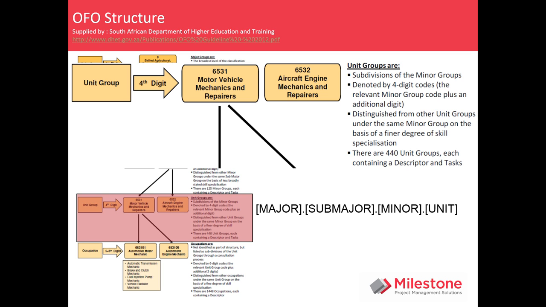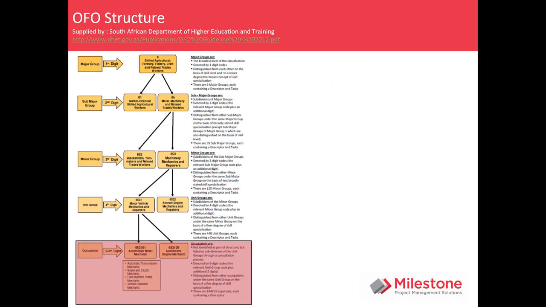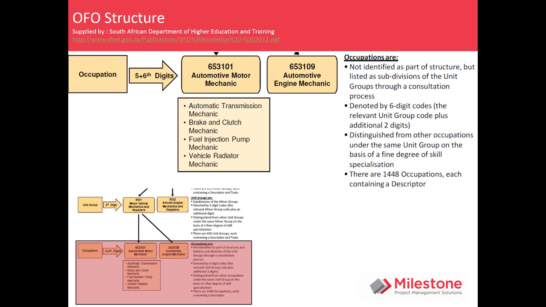Which brings me to the final one, where you would select the specific occupation below, and there are 1,448 of them. It is the 6th digit. And now it distinguishes one occupation from another one in a different structure completely.